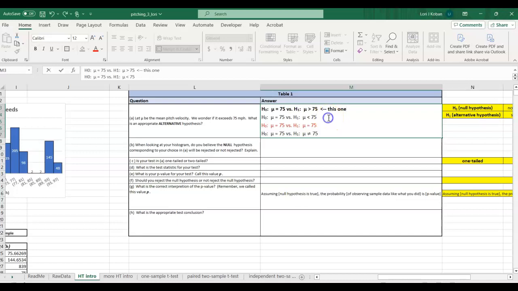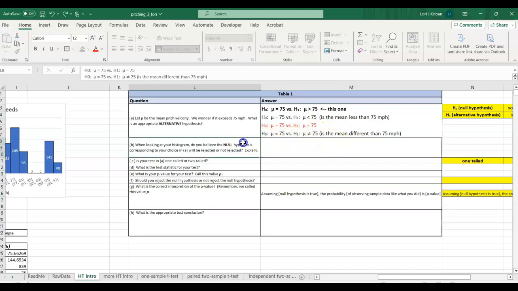If the question was, do we think the mean is significantly less than 75 miles per hour? That would have been the alternative hypothesis. And we could say, is the mean different than 75 miles per hour? Then it would have been this one, because this one's not making a choice of greater than or less than, it's just saying, is it different?